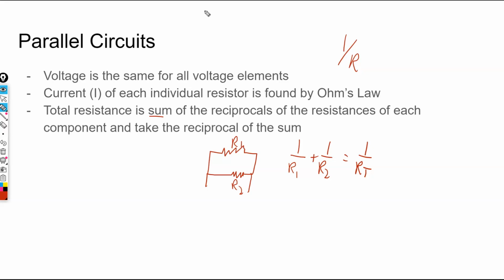So remember, in a series, it was just RT equals R1 plus R2. In a parallel, it's just all 1 over those instead. So let's look and see how we can solve it now for a parallel circuit.